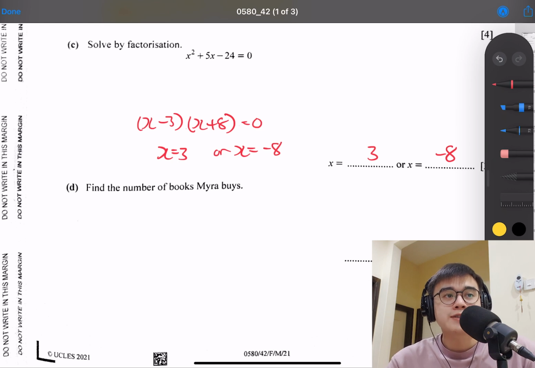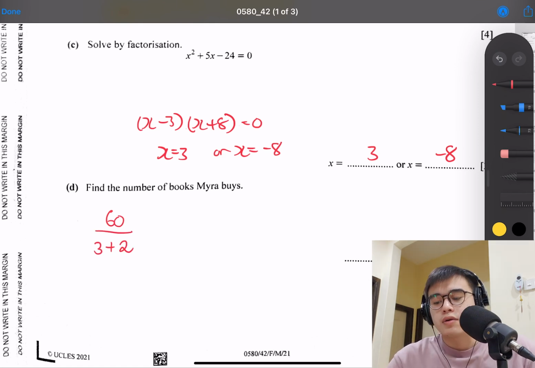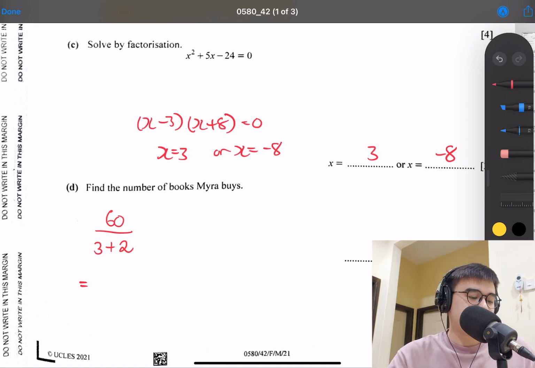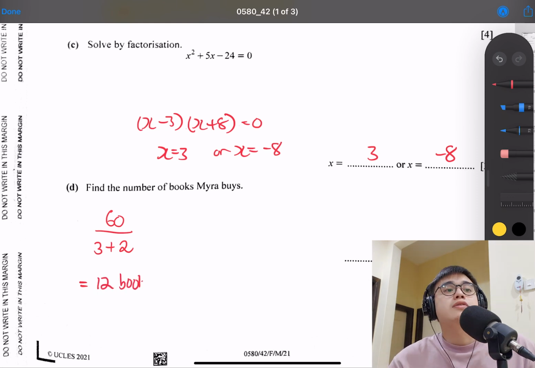So Myra spends $60. Then I replace x with 3, then you will get your answer as 12, if not mistaken. 60 divided by 5 will be 12 books. That's how you get to Part D's answer.